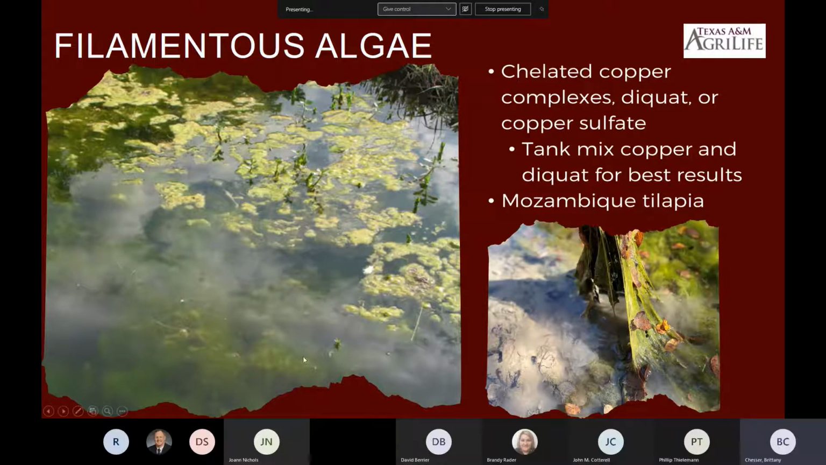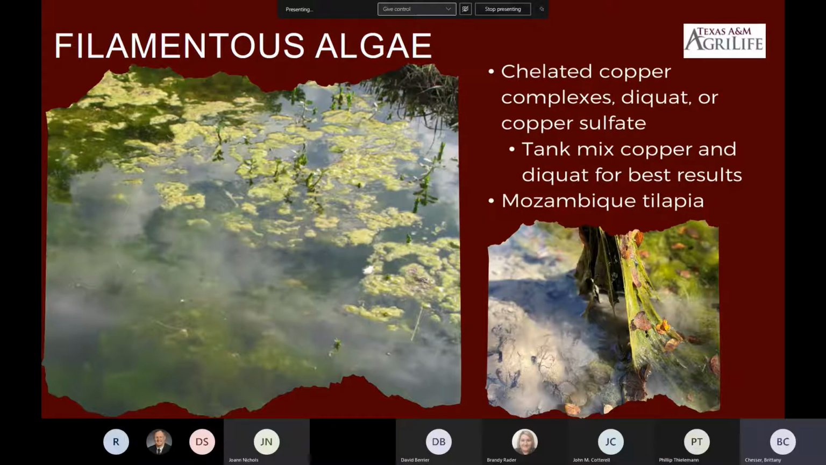So when you start seeing, hopefully, these darker green mats underneath the water surface, this is when you should begin treating. And so for treatment, of course, you're going to see this theme with algae. We have our chelated copper complexes and then our copper sulfate.